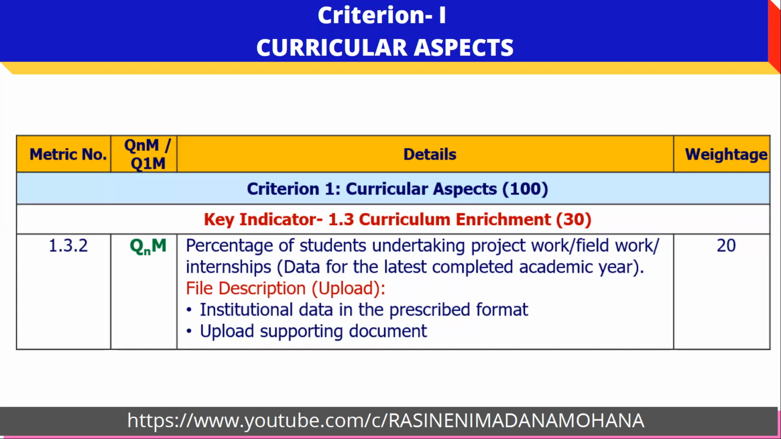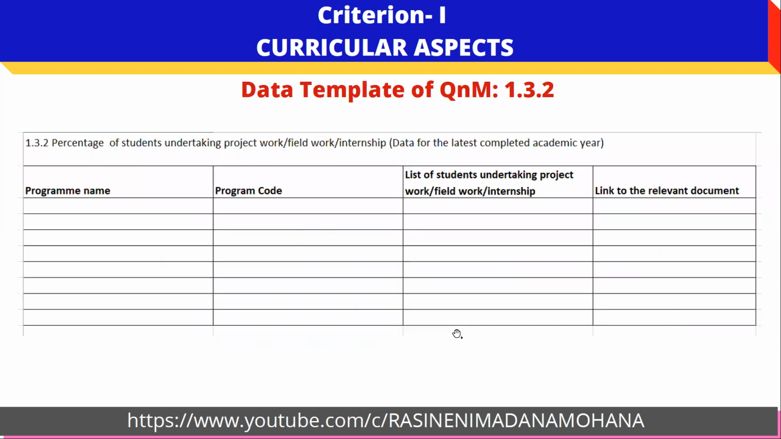Latest year means now we are in the middle of 2023. The latest completed year, they clearly mention, latest completed academic year, 2021-22 is the latest completed academic year. Only 21-22 data related to students who undertook project work, then field work. Field work means industry visits, industry projects, in-house projects, all you can include, internships also. Here a data template is there, we will see what the template is. Institutional data in the prescribed format. Then there is an upload option, upload supporting document. Now let us see the data template first. The data template consists of 4 columns.